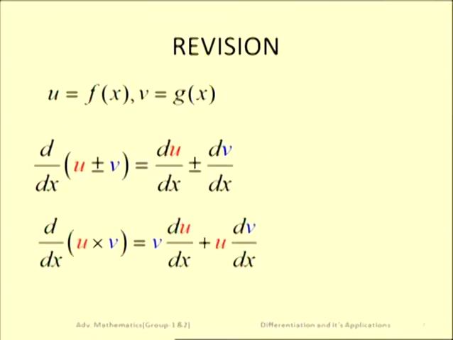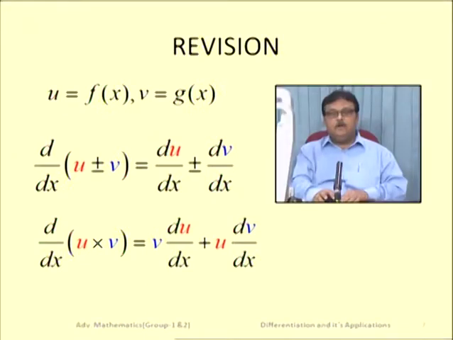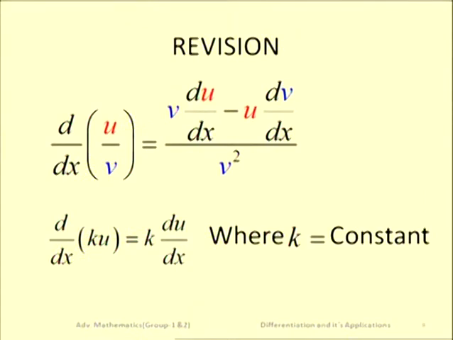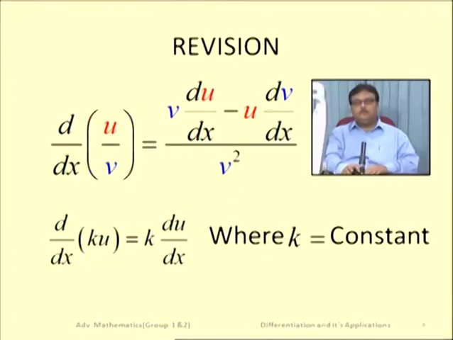Also, we have seen working rules for addition, multiplication, division and constant multiple. We know that the derivative of the sum or difference of two functions is equal to the sum or difference of the derivatives of the respective functions. The derivative of u into v is v into du by dx plus u into dv by dx. The derivative of u divided by v, the quotient of two functions, is v into du by dx minus u into dv by dx, upon v square. And if we multiply a function by a constant and differentiate, it is k times the derivative of u with respect to x. So these are the working rules we have seen last time.